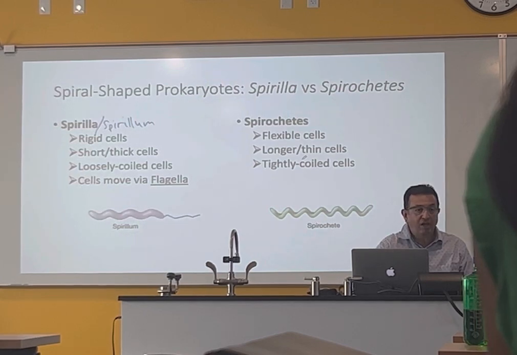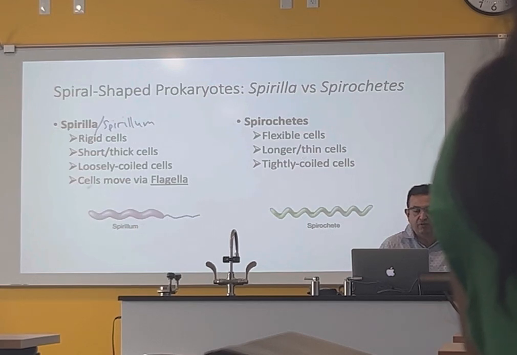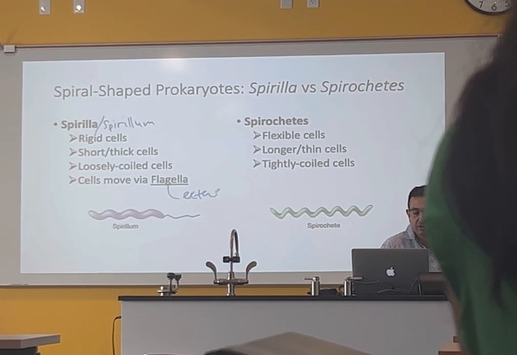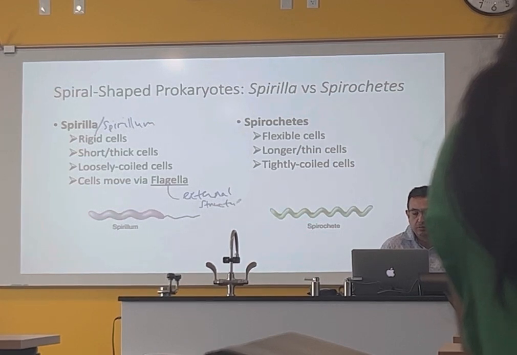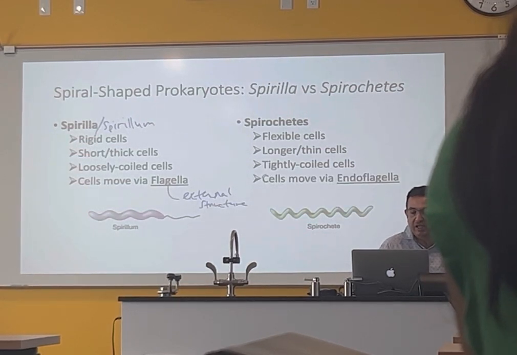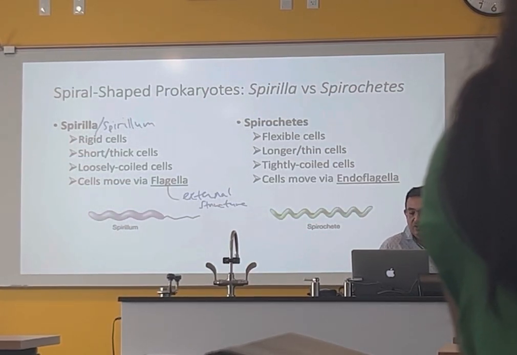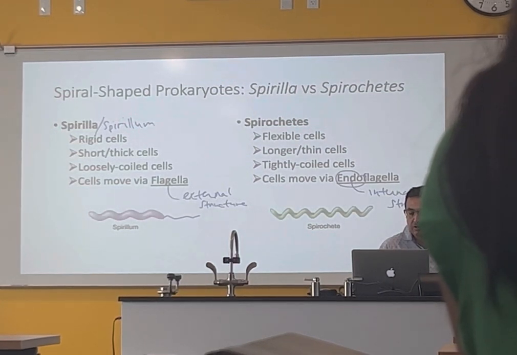And I told you they all have the ability to move. The structures that they use to move with are going to be different. For spirilla, they're going to use an external structure called a flagella. Whereas the spirochete is going to use the opposite. It's not an external structure, it's going to be internal. Because what does endo mean to you? Inside. Same thing as internal. So this is an internal structure.